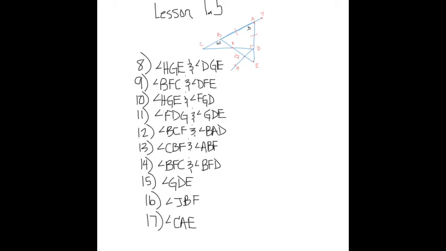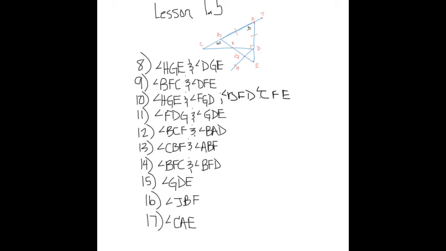Number 10, two obtuse vertical angles. Sticking with that same pair of intersecting lines, I said angle BFD and angle CFE. But I also wrote, I'm going to write that in here, angle BFD and angle CFE. But also angle HGE and angle FGD.